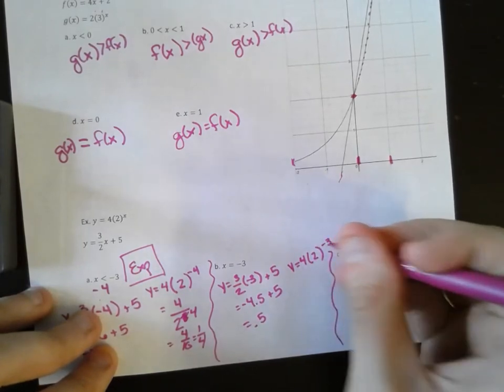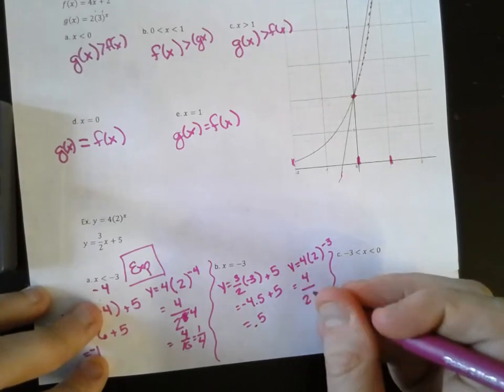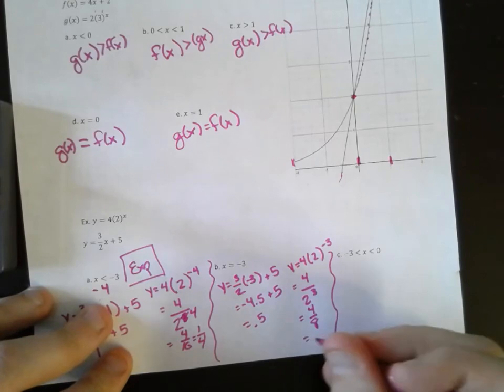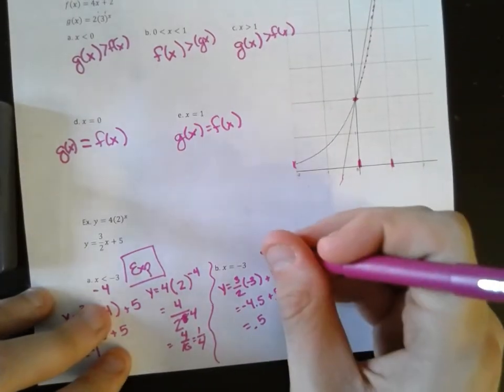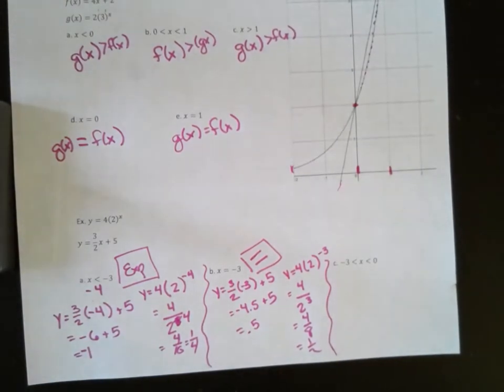If I do exponential now, I'm going to do y equals 4 times 2 to the negative third power. Again, just like here, this also means 4 over 2 cubed, which also means 4 over 8, because that's 2 times 2 times 2, which is 1/2. 1/2 equals 1/2. These two are equal. At this intersection point, these are equal.